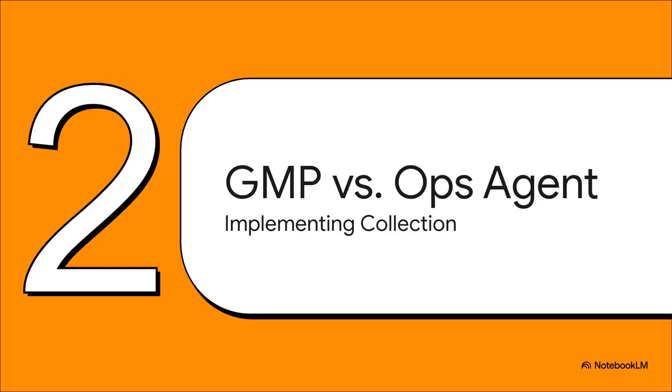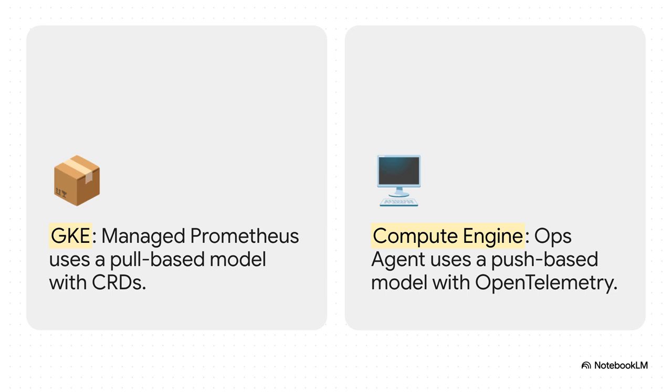Moving on to Section 2, GMP versus Ops Agent. Let's talk about implementing that collection layer. Now, this is where we hit a real fork in the road for collection architectures. For Google Kubernetes Engine, you've got Google Managed Prometheus, or GMP. It leans heavily into a pull-based model using standard custom resource definitions. It's great because it seamlessly scrapes your metrics without making you babysit vulnerable Prometheus servers.